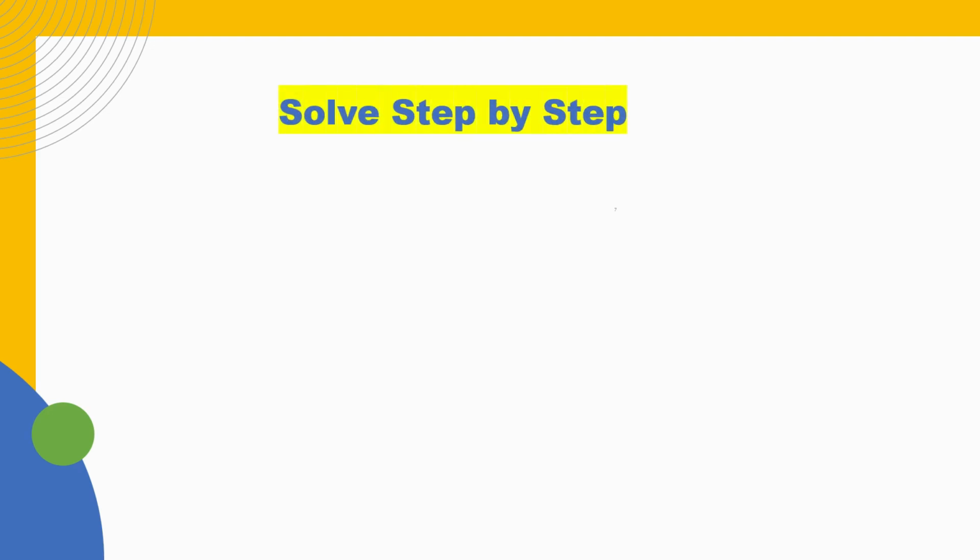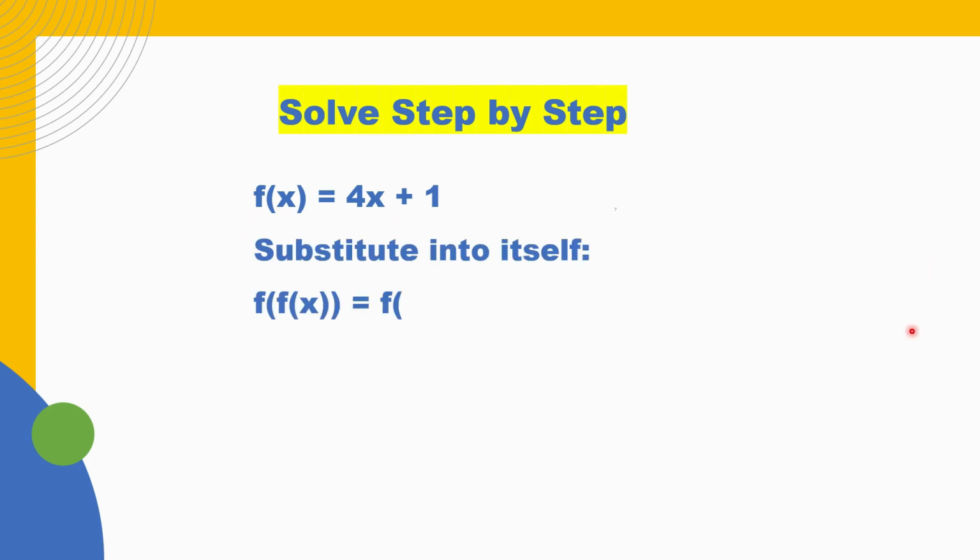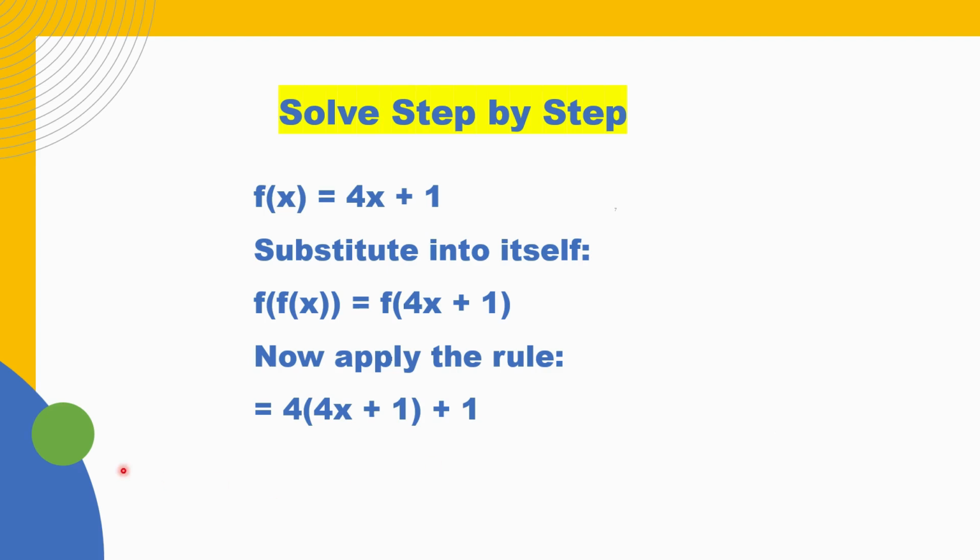Now, let's find f(f(x)) step by step. We have f(x) = 4x + 1 and we need to substitute the entire expression into itself. That's why we need to replace every x with 4x + 1. And here brackets are extremely important. Many students only substitute part of the expression and lose marks. Now we have this after substitution and you need to further simplify it. So the final answer is f(f(x)) = 16x + 5.